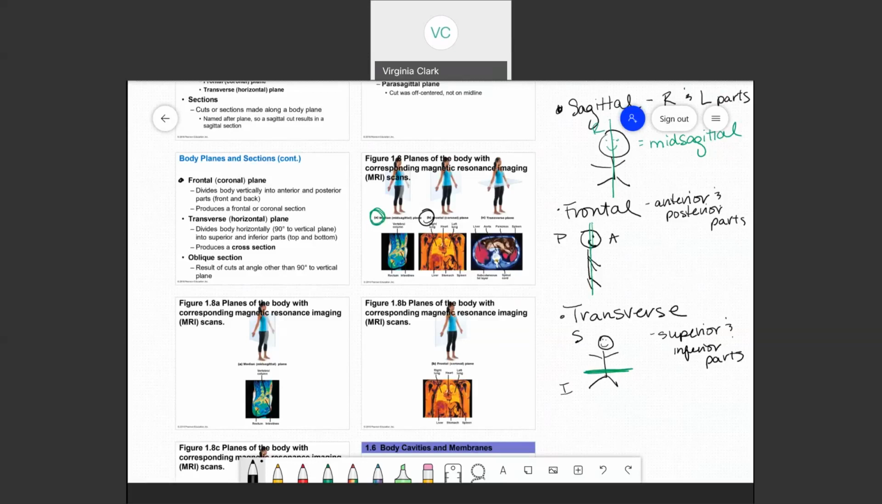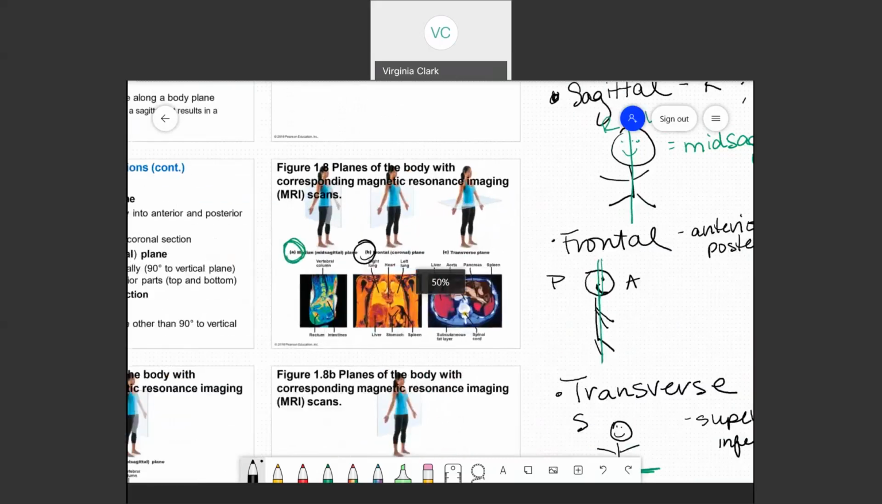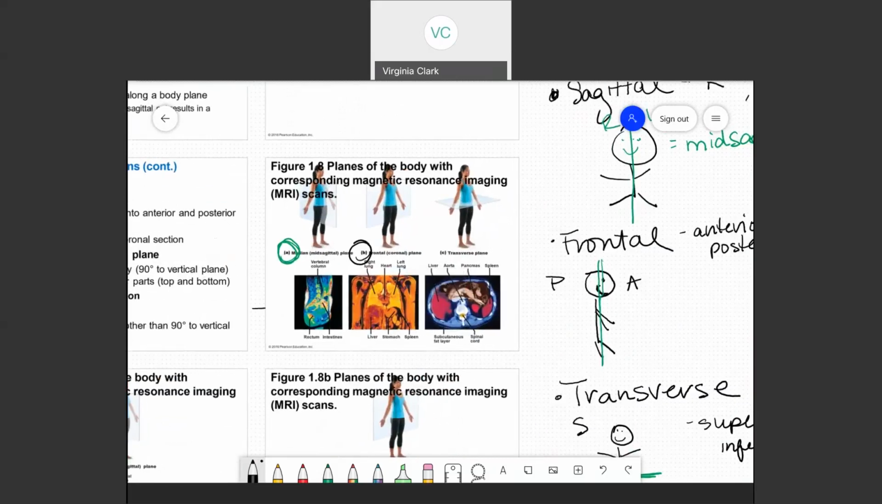So the sagittal is going to split down the middle and create a right and a left. The frontal is going to split down essentially the side of the body and create a front and a back. And the transverse is going to cut across the middle of the body like a belt and create a top and a bottom. The reason these are important is within your book or your PowerPoints, you can see how these are going to be anatomical images from MRIs.